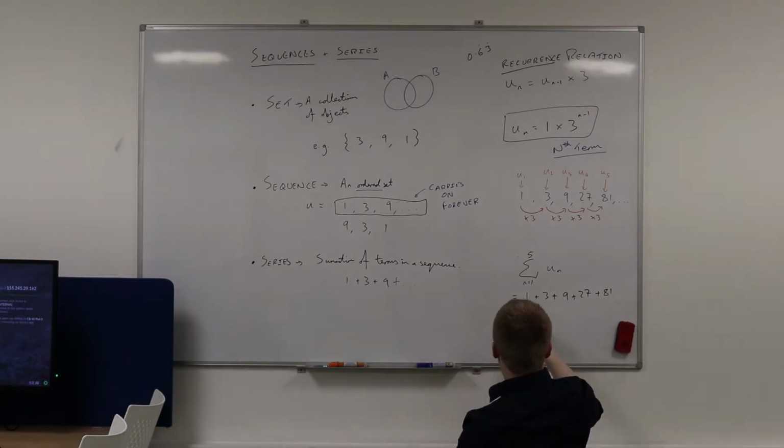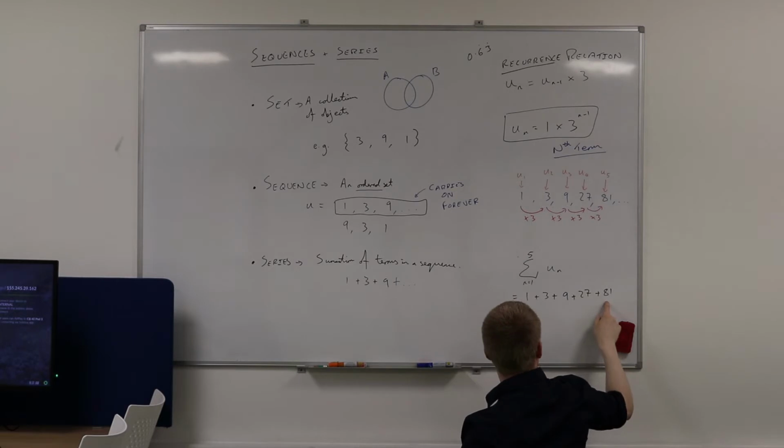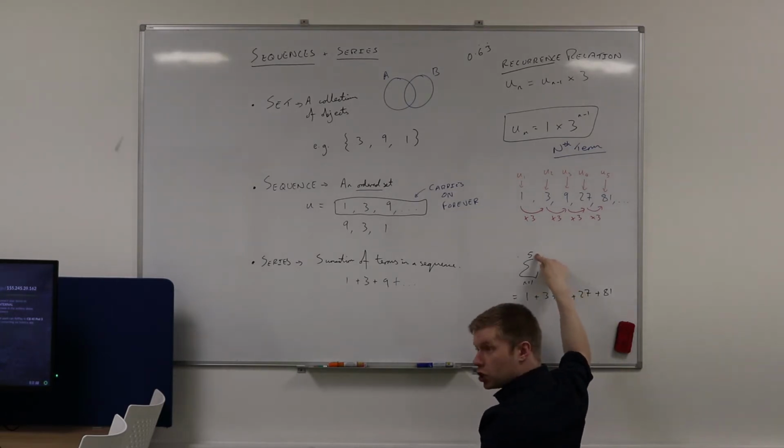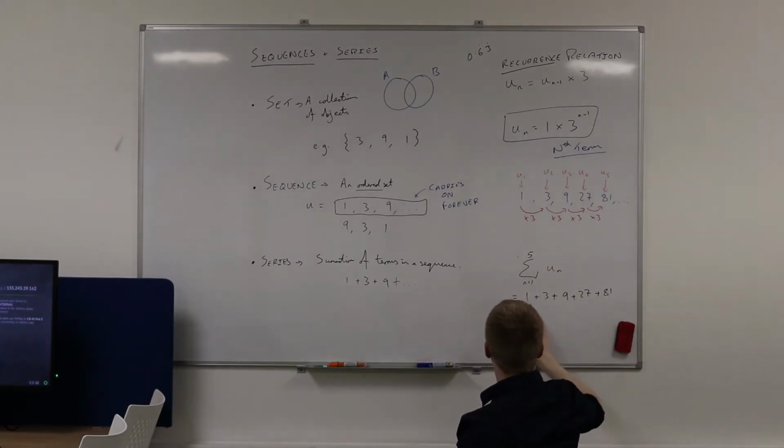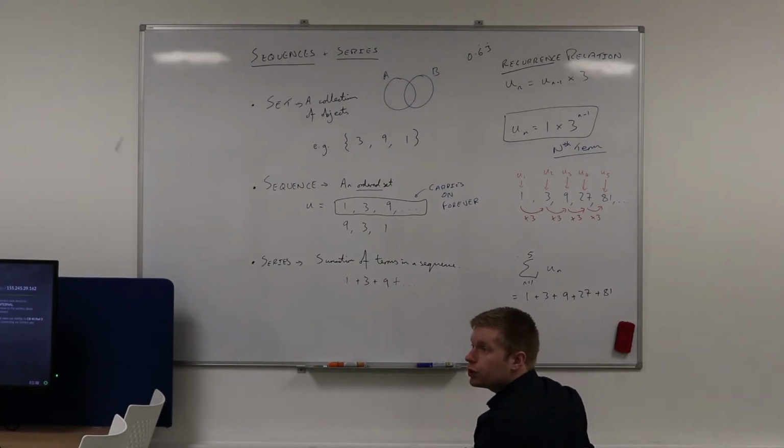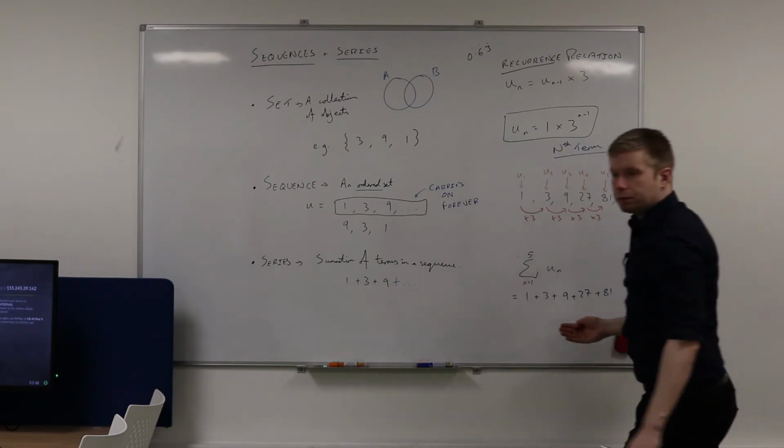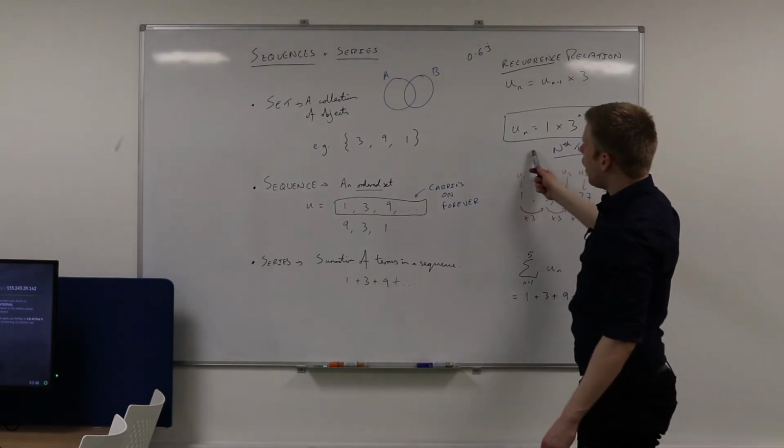Because that would be the first term, so I stick 1 in there. That would be the second term, so I stick 2 in there. That would be the third term, so I stick 3 in there. That would be the fourth term, stick 4 in there. And that would be the fifth term, stick 5 in there. That tells me to stop at 5, so that would be the summation of the first 5 terms. And of course, I could stick that in a calculator and see what it comes out as if I wanted to. Is that okay?